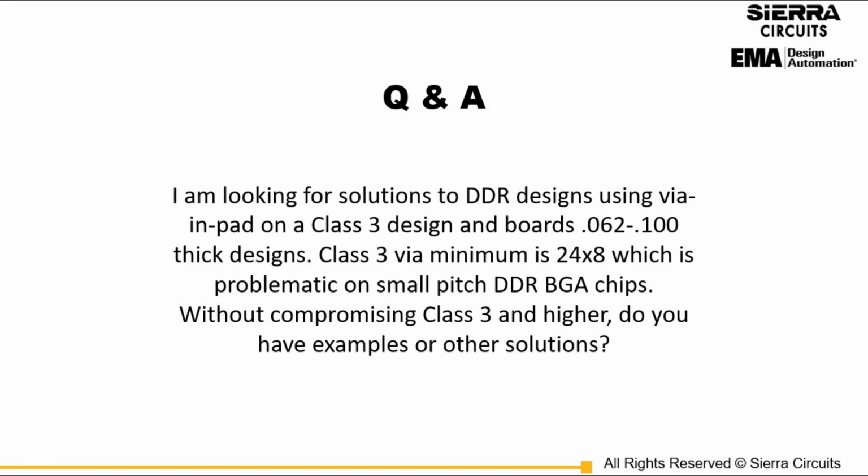The question is from Nathan. I am looking for solutions for DDR designs using via in pad on a class 3 design, on boards 62 to 100 thick. Class 3 via minimum is 24 by 8, which is problematic on small pitch DDR BGA chips. Without compromising class 3 and higher, do you have examples or other solutions?